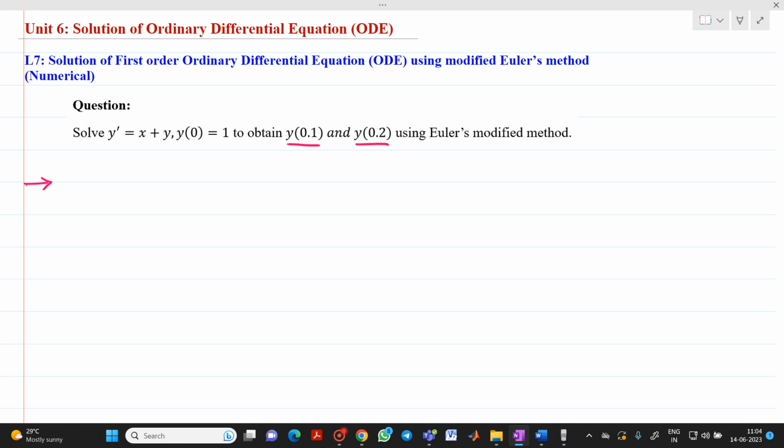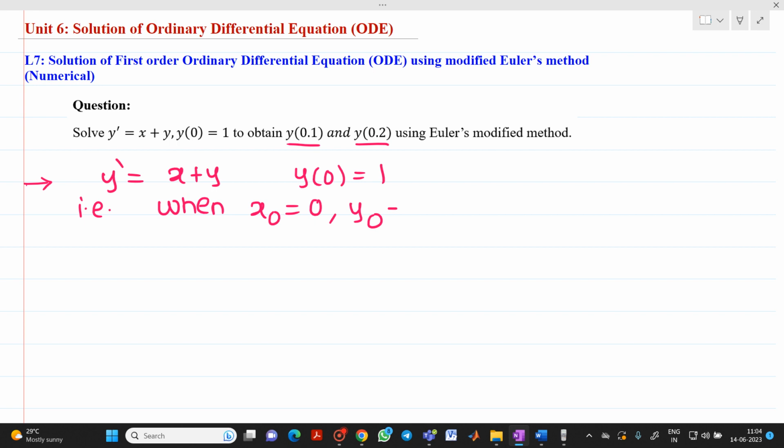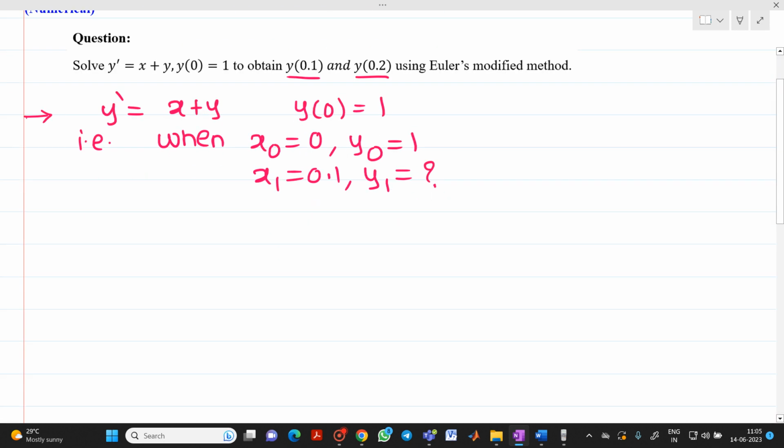So let me write the given function. y' will be equal to x + y and y(0) = 1. So what is the meaning of that? Here I can write when x0 = 0, y0 will be equal to 1. So we need to find the value of y1 when x1 will be equal to 0.1. As we discussed earlier in a previous lecture, what is the formula of modified Euler's method? So I will write it here, step number 1.